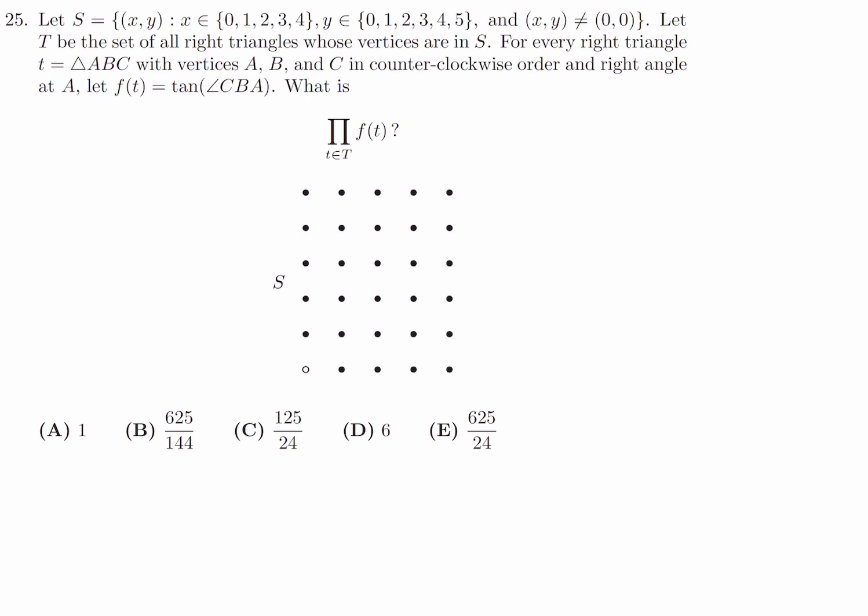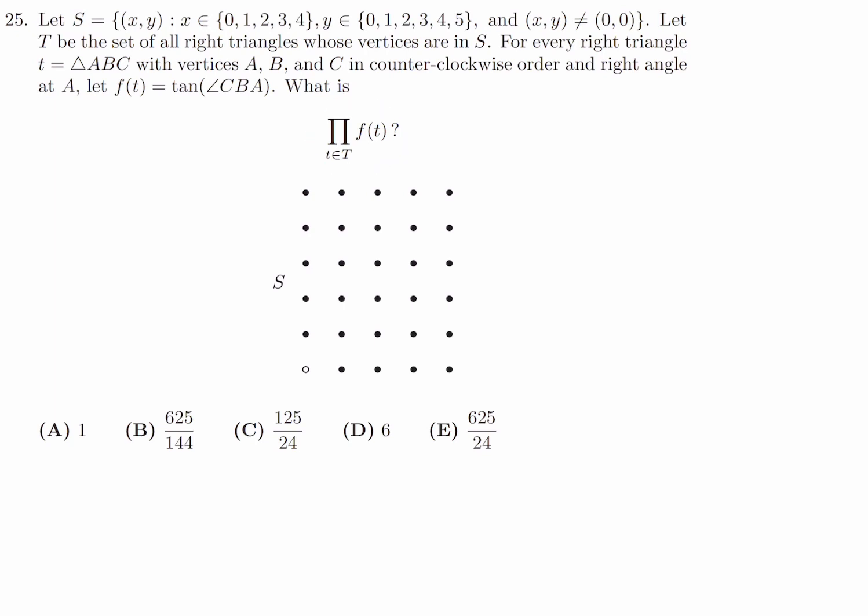Let S be the set of points xy, where x is an element of 0, 1, 2, 3, and 4, and y is an element of 0, 1, 2, 3, 4, and 5, and xy does not equal 0, 0. Let T be the set of all right triangles whose vertices are in S. For every right triangle in T equal to triangle ABC, with vertices A, B, C in counterclockwise order and the right angle at A, let f of t equal tan of angle CBA. What is the product of all the f of t's?